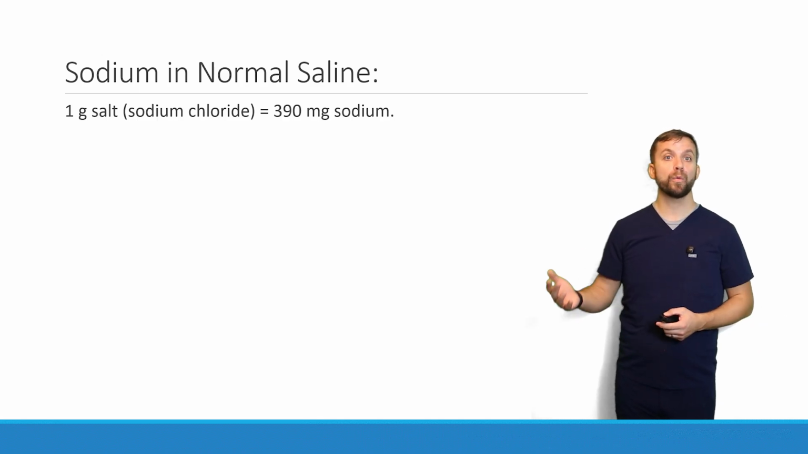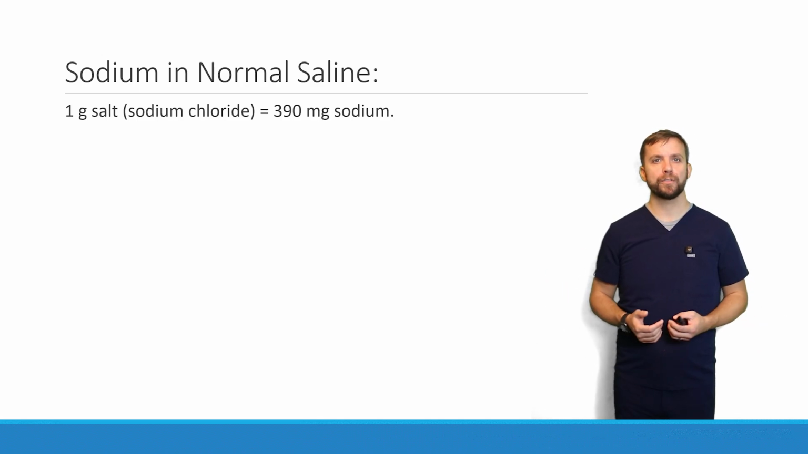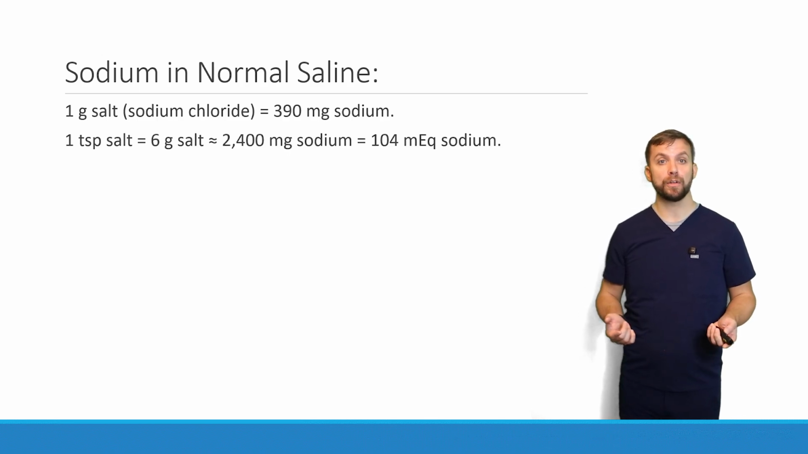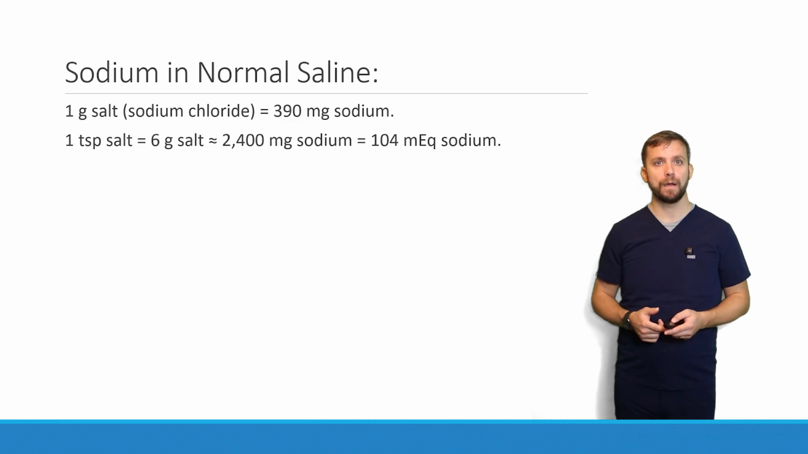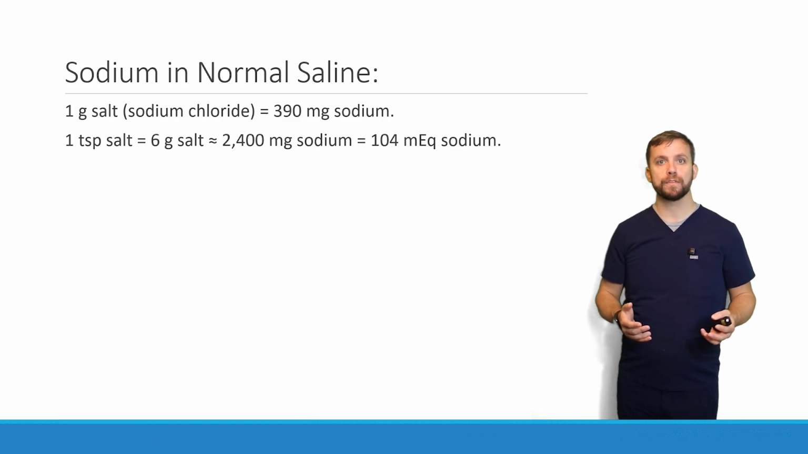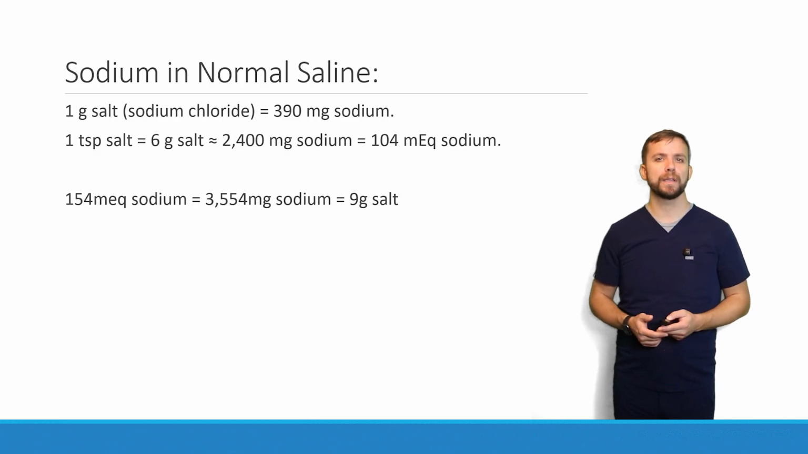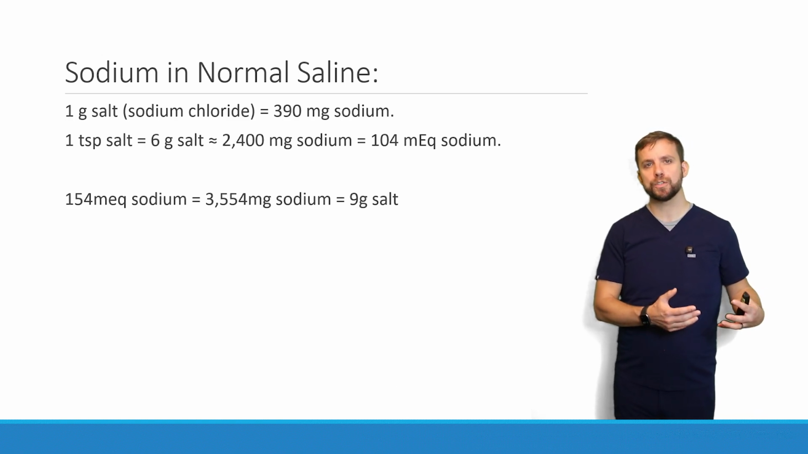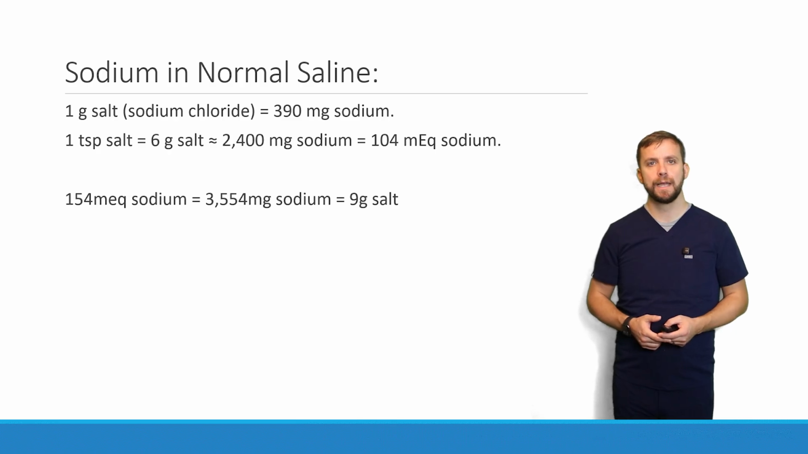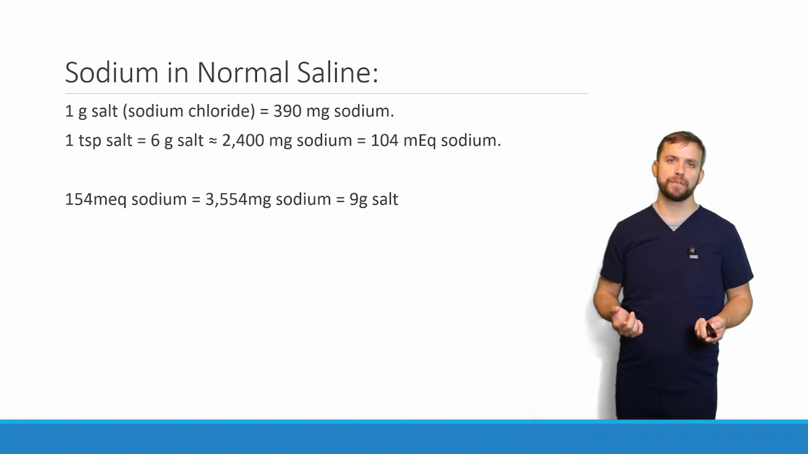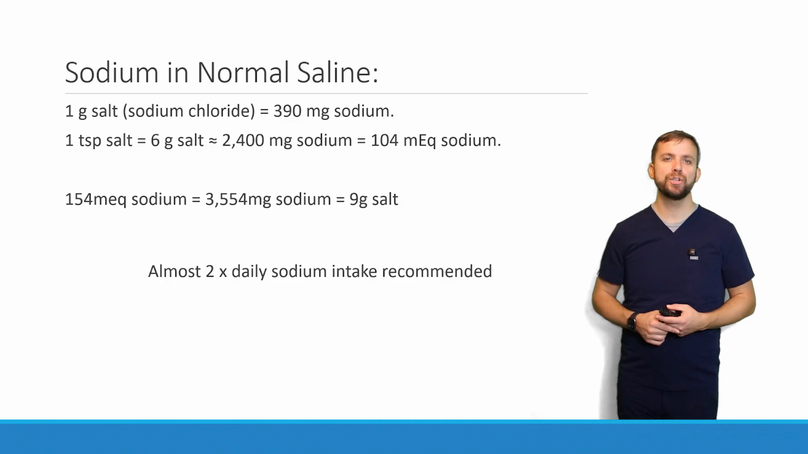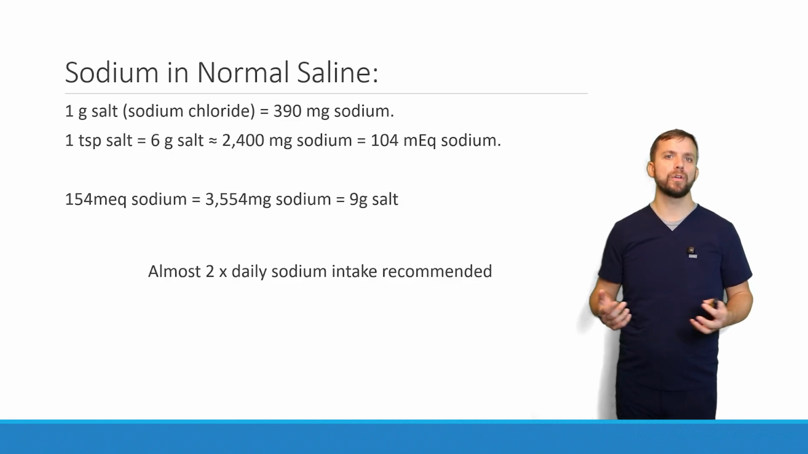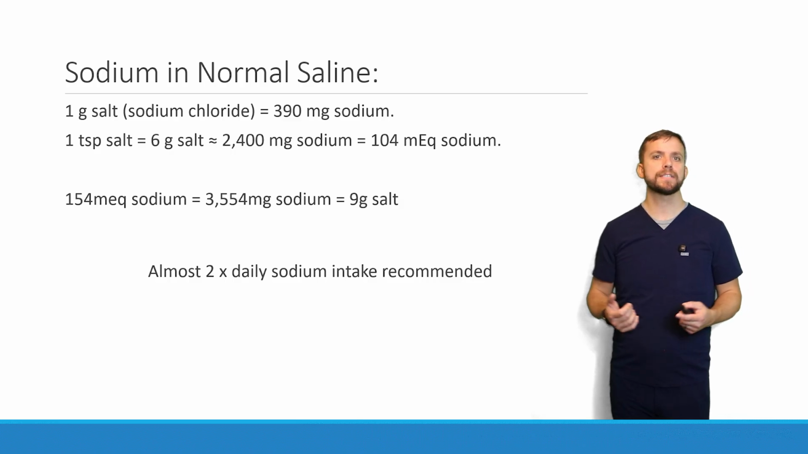So 1 gram of salt, of sodium chloride, is about 390 milligrams of sodium. 1 tablespoon of salt is about 6 grams of salt, which is 2.4 grams of sodium, which is about 104 milliequivalents of sodium. So 154 milliequivalents of sodium, which is what's found in a liter of normal saline, is about 9 grams of salt. That is 2 times the daily recommended salt intake or sodium intake, just to keep that in mind.